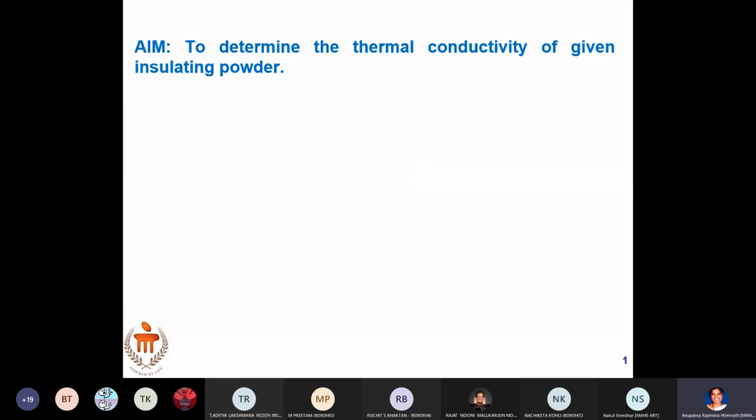Okay, so we have gone through the videos of the 2 experiments. One is insulating powder, and the second one is the thermal conductivity of a metal bar. So we will start with a PPT just to brush through what you need to do in the respective experiments. We'll start with the first experiment, to determine the thermal conductivity of insulating powder.